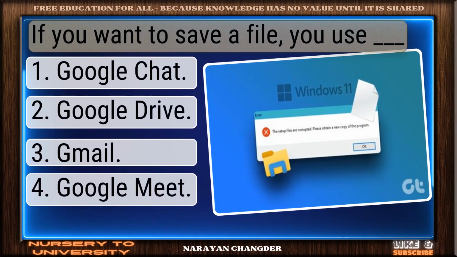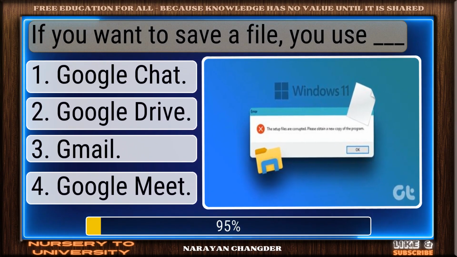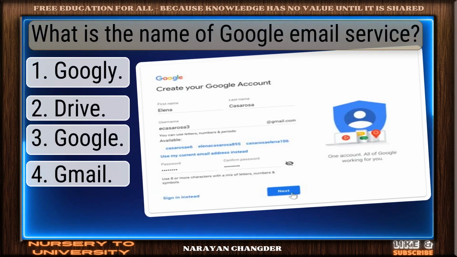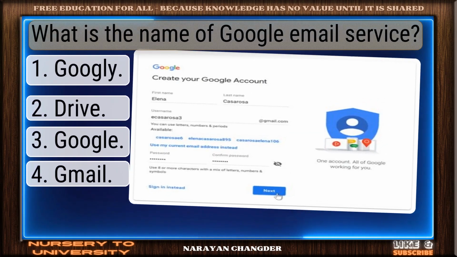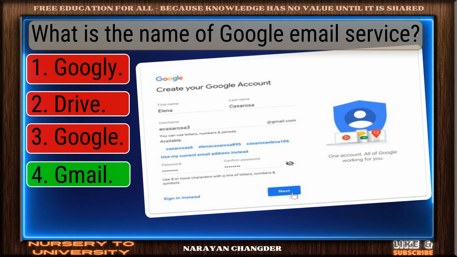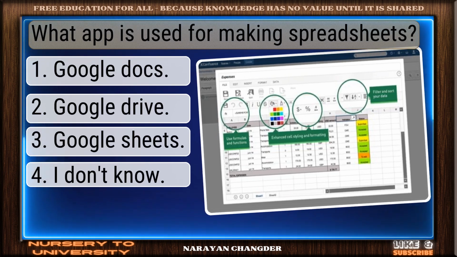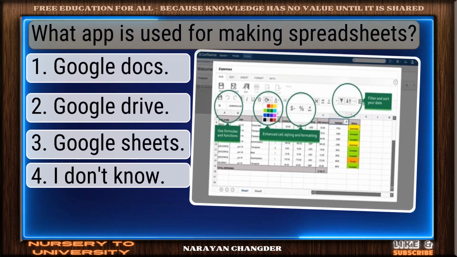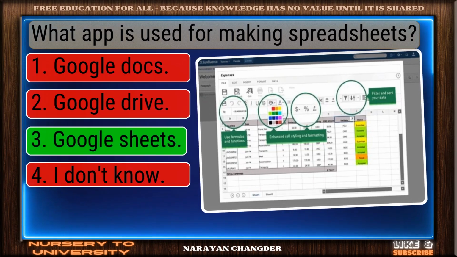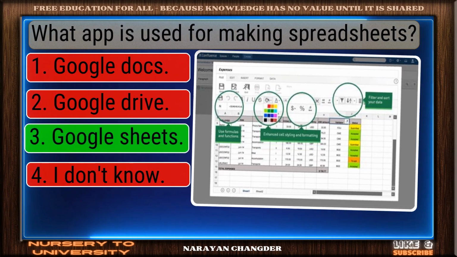If you want to save a file, you use Dash. Good job. Google Drive works well here. What is the name of Google Email Service? Well reasoned. Gmail is the correct choice. What app is used for making spreadsheets? Sharp thinking. Google Sheets is the right choice.